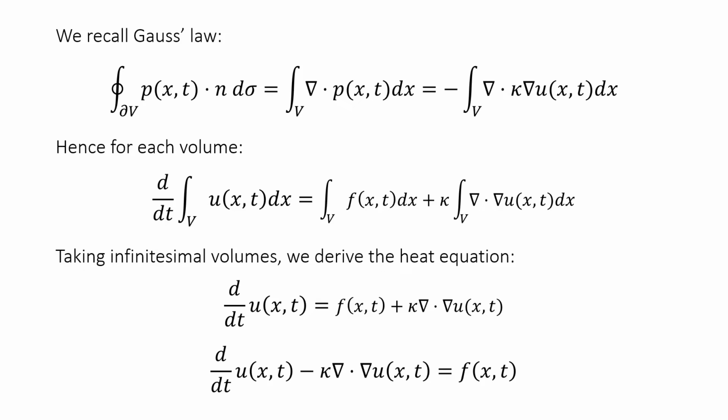So how do we get from this continuity equation and Fick's law to the heat equation eventually? Let us start with that surface integral. And for that purpose, we recall Gauss' law. Take a look again at the surface integral of the heat flow P times the outer unit normal. According to Gauss' law, also known as the divergence theorem, that equals the integral over the volume itself of the divergence of the heat flow.